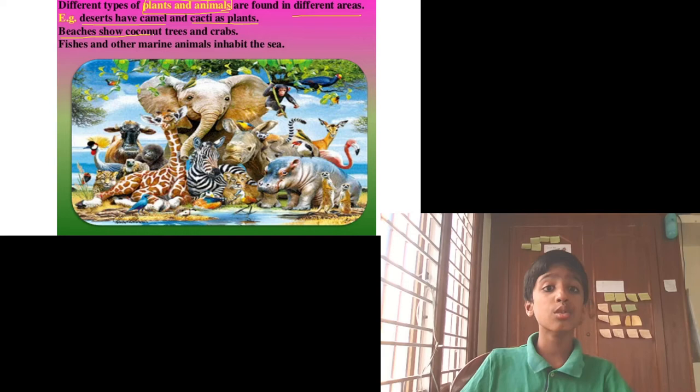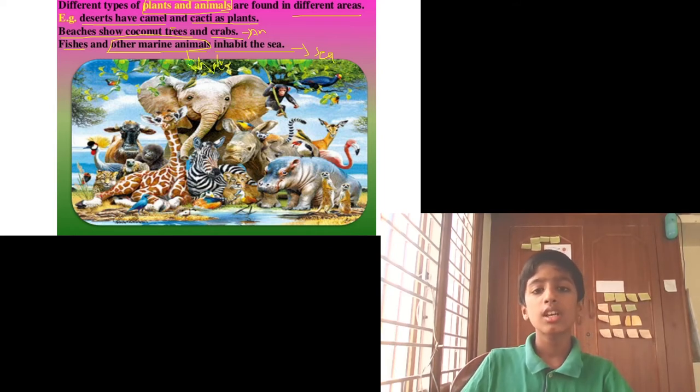Beaches have coconut trees as the plants and crabs as the animals. Fishes and other marine animals inhabit the sea. They will be in the sea and they will be swimming. Fishes and other marine animals like whales, dolphins, and other animals like fish are found in the sea.